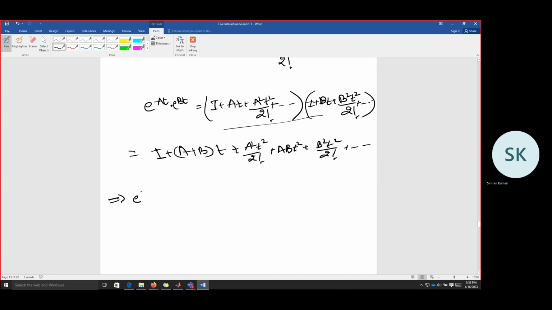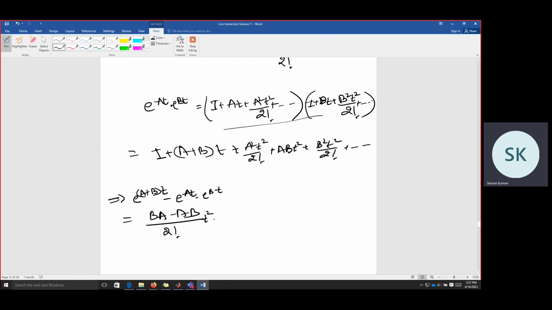So this implies e to the power (A plus B)t minus e to the power At into e to the power Bt should be equal to 0. Now what is the difference? We'll see. So this is (BA minus AB) by 2 factorial, t squared, plus we'll have some larger terms with 3 factorial, and here we have t cube and some extra terms. So for this to be 0, what should be there? This should be equal to 0.